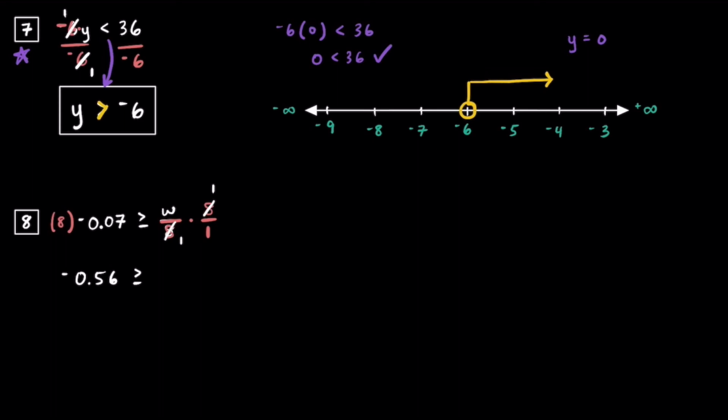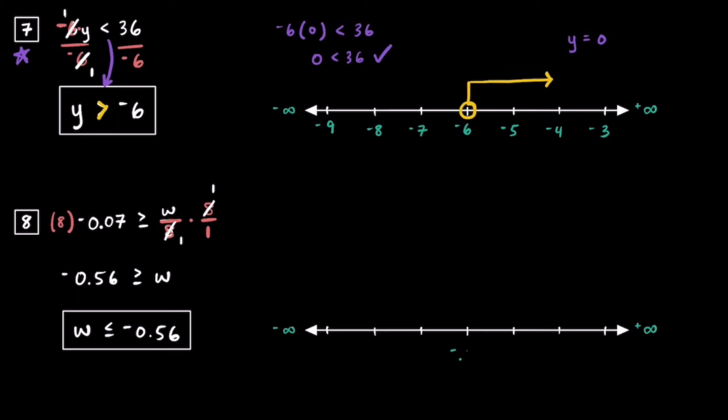It's not going to flip because we multiplied both sides by a positive 8, and we're left with 1w or just w. And if you're like me and you prefer having your variable on the left, you can turn the entire inequality around and say that w is going to be less than or equal to negative 0.56. Just try not to confuse this as flipping the inequality. We're just turning it around. It means the same exact thing.